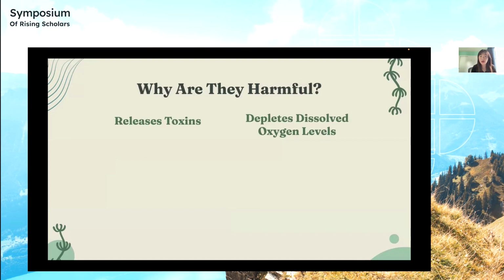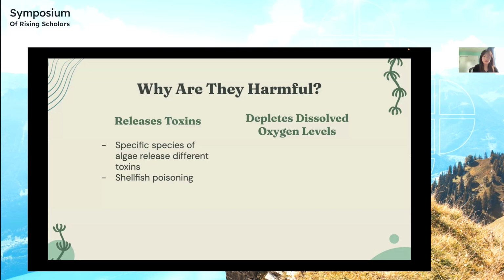But what makes harmful algal blooms harmful is that they release toxins into the environment. And obviously different algae release different toxins, which makes it a little harder to study. But the main effect of these toxins in the water is known as shellfish poisoning. This is where toxins accumulate in shellfish, and then when they're passed up the food chain to higher level organisms such as mammals and humans, they cause nausea, vomiting, confusion, and even death because of these toxins.